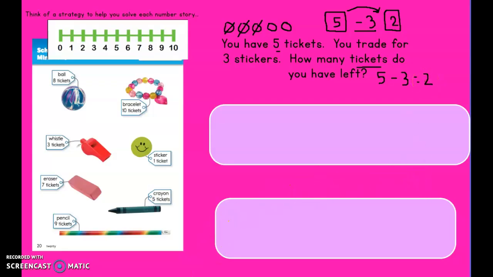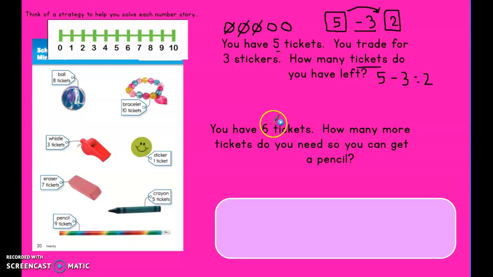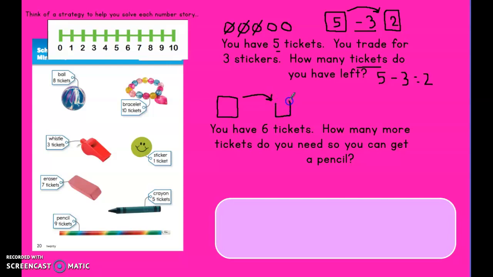We're going to practice just one more. This one here. It says you have 6 tickets. How many more tickets do you need so you can get a pencil? Okay, so there's a couple different ways you can do this. Let's start with our change diagram first. So I could do my start, my change, and my ending.